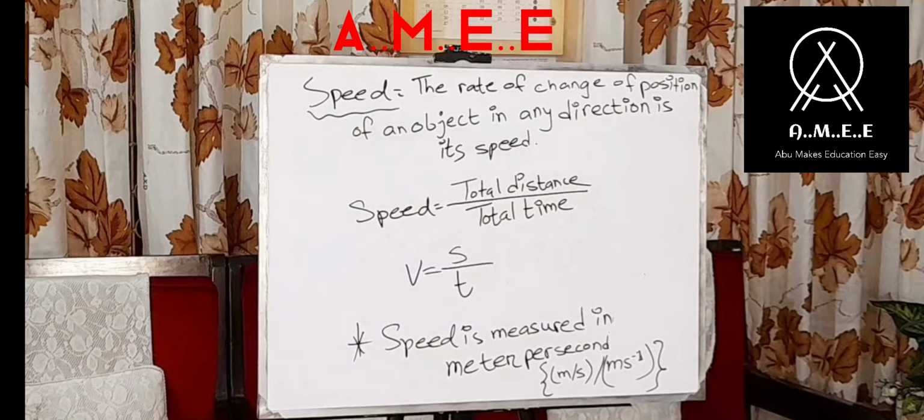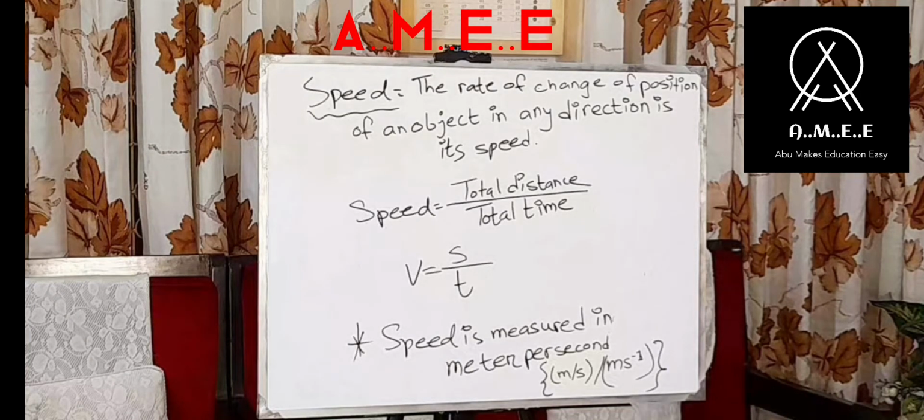Listen very carefully. If the question asks you to find the speed of a car in kilometer per hour, then you don't have to convert the distance given in kilometer into meter, or the time given in hour into seconds. But if nothing is said in the question, and it only says calculate the speed of the car, then you have to first convert both of the given data into SI units. The first data is distance, which has been given as 10 kilometer.